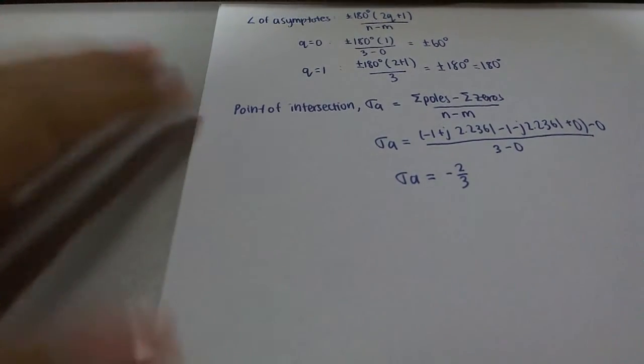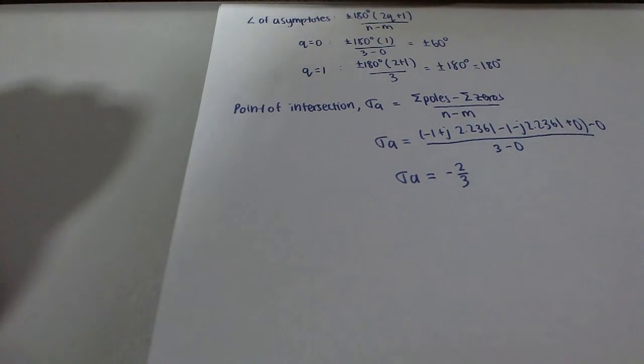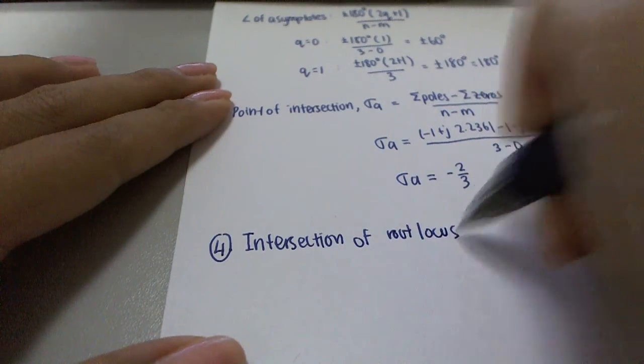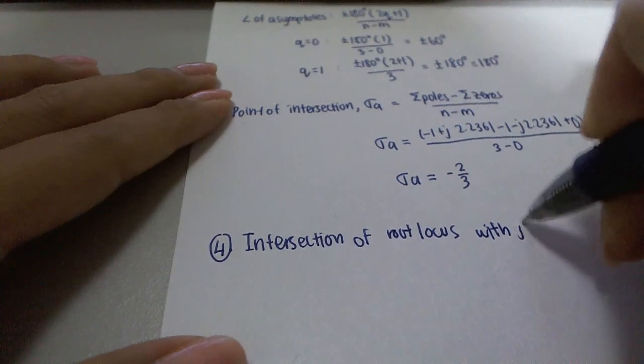And lastly, we need the last step in order for us to plot the root locus properly, which is basically the intersection of the root locus with the imaginary axis.